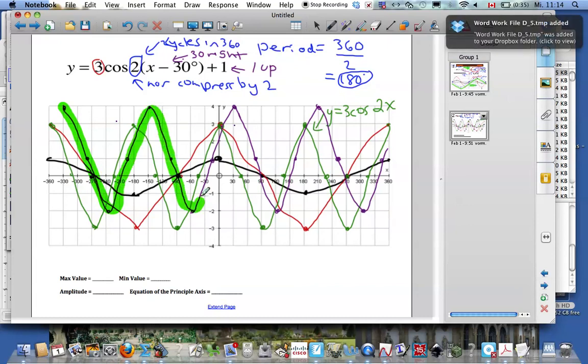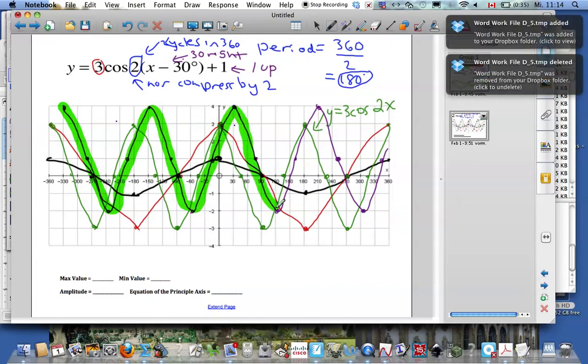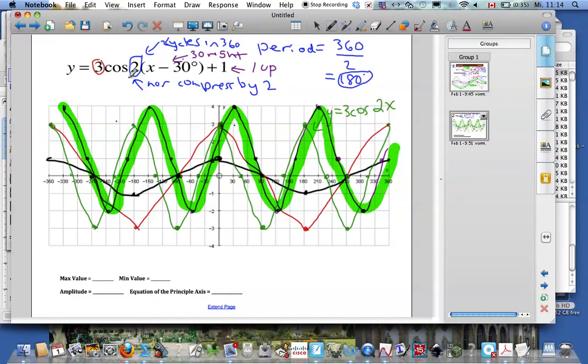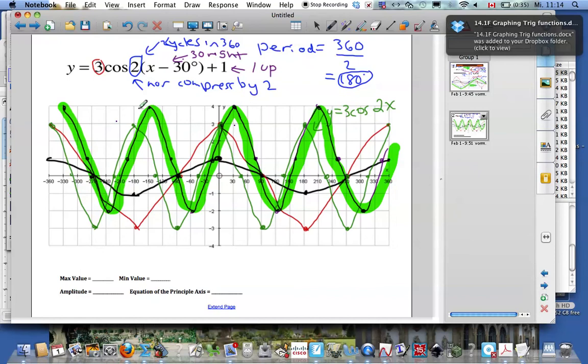So I just want to make that obvious. Again, see what happened. You probably see that it's vertically stretched, horizontally compressed, moved to the right, and 1 up.